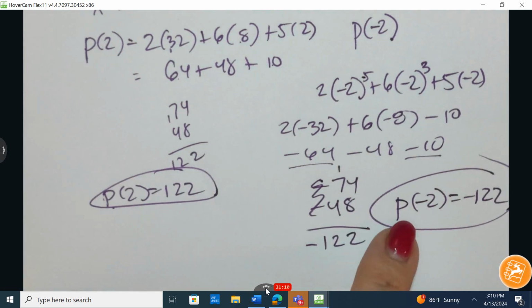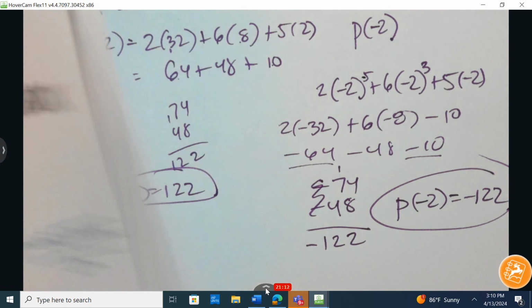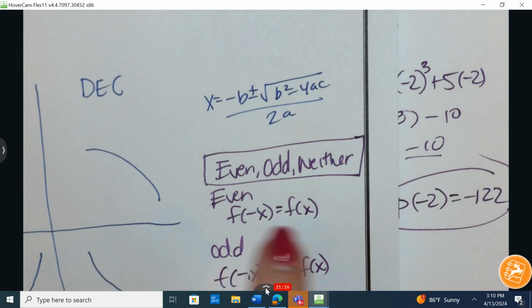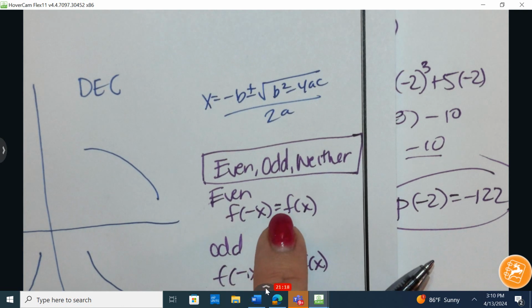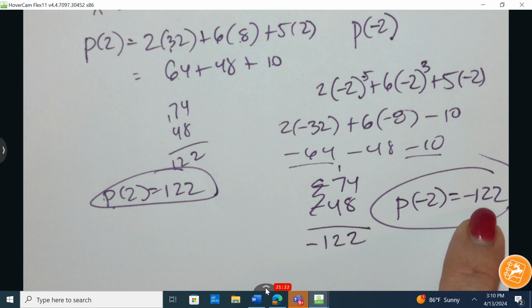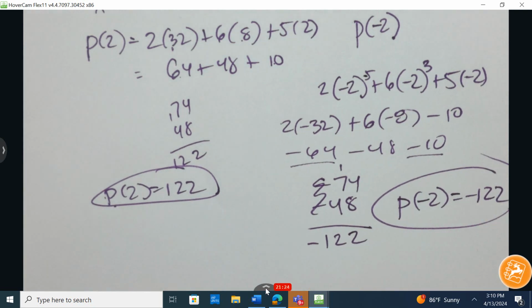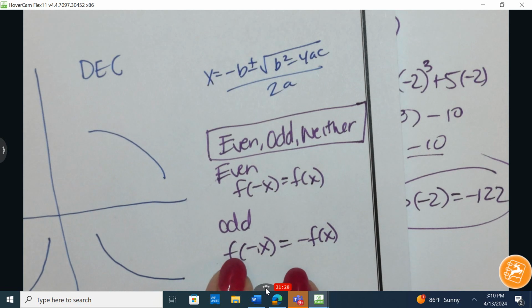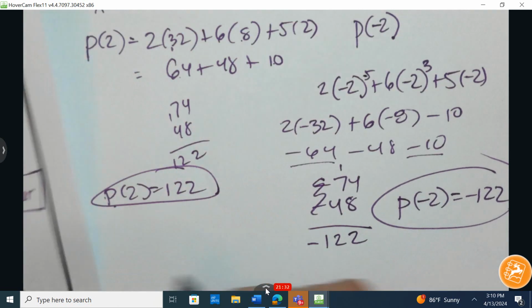All right, so this is what I have, and now I'm going to go back here. I took p of 2 and p of negative 2, and they were not equal. The outputs are not equal. This is not even. All right, now, this is p of negative 2, right? This is p of negative 2. So I'm going to check, is this odd?